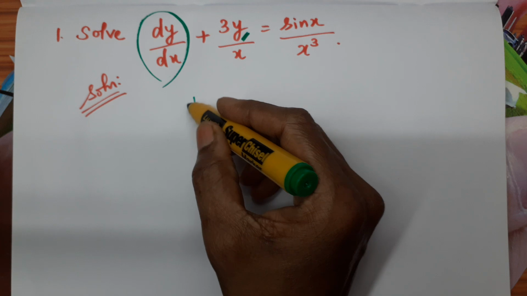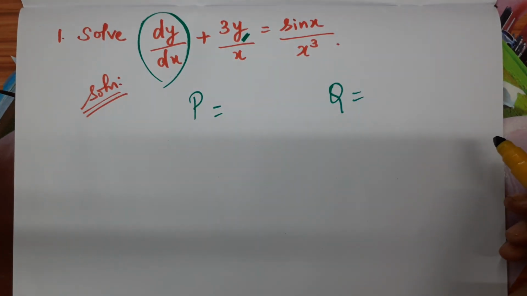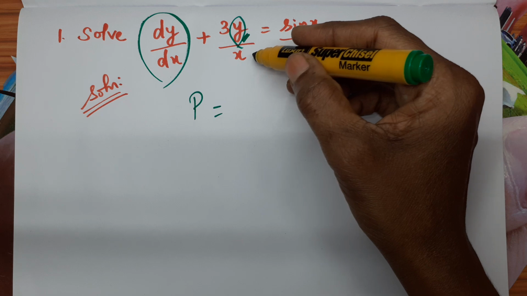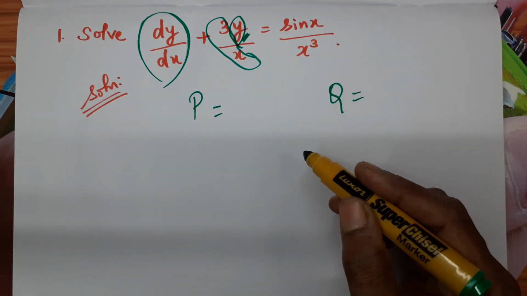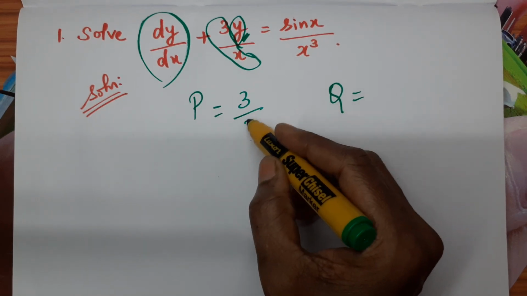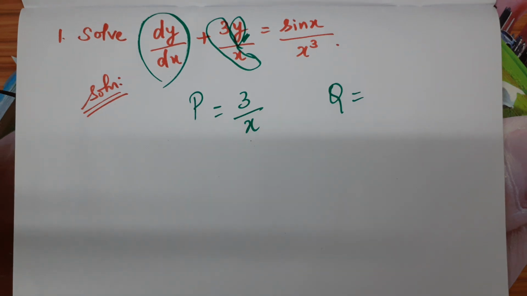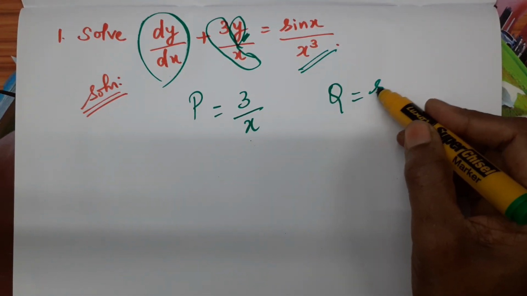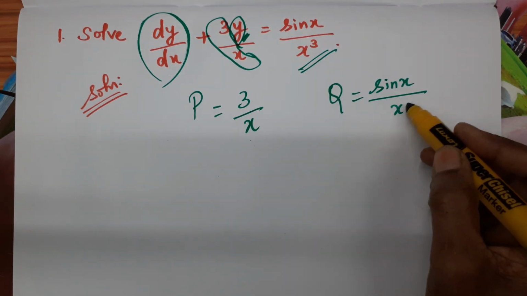First we have to find out what is our p and what is our q. P means in terms of x and q is also in terms of x. In this term, excluding our y, whatever we have now, the coefficient of y, take that as p. So p is equal to 3 by x. Leaving y, the other term is p. The right side term, what we have now, take that as q. So q is equal to sin x by x cube.